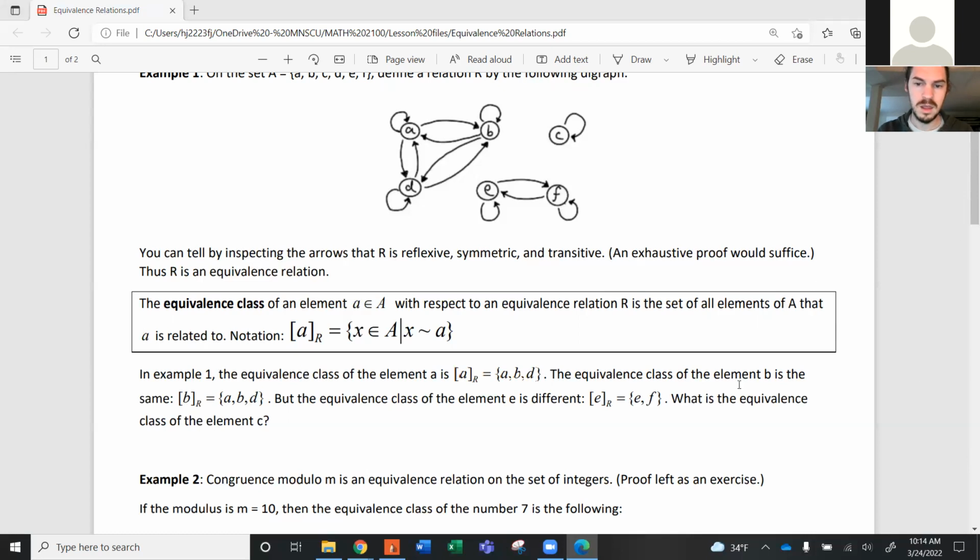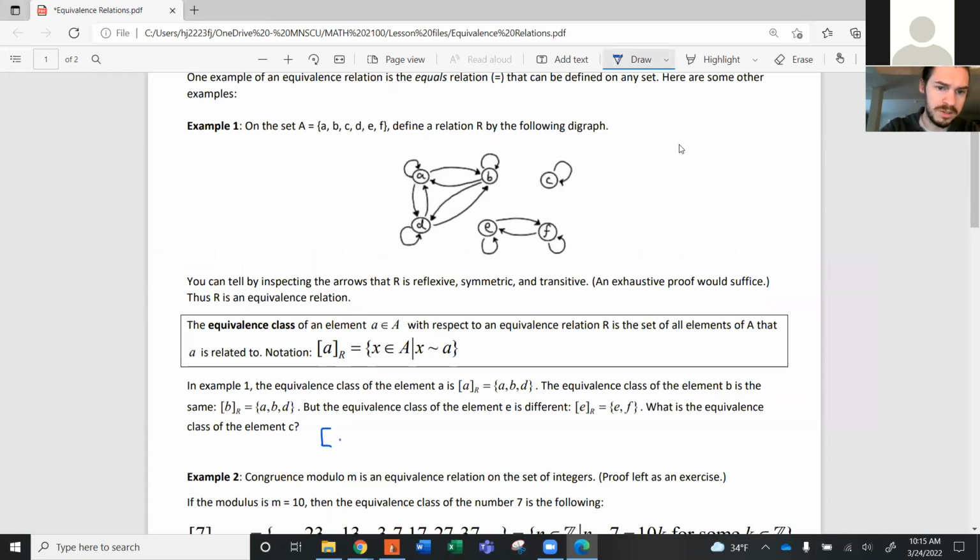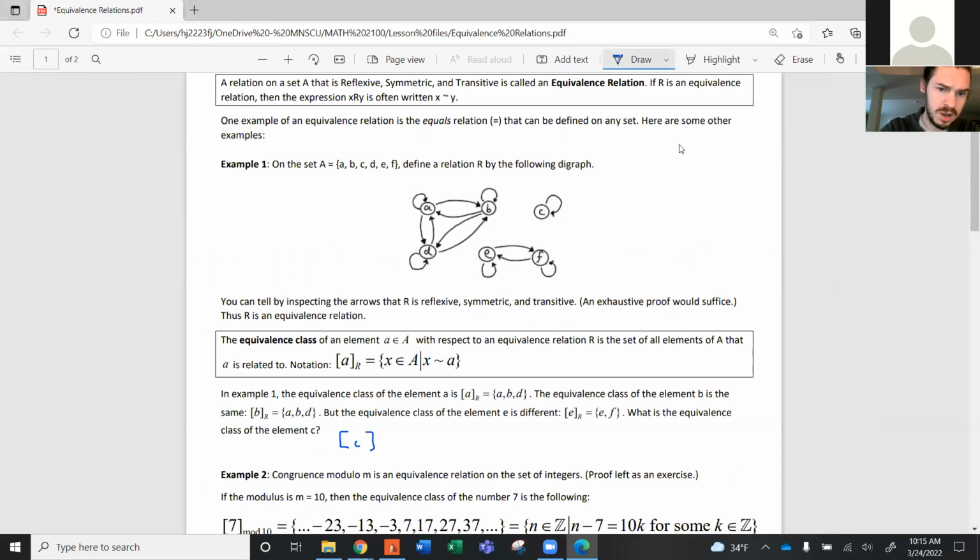Yeah. Okay, so here's a question. What's the equivalence class of the element C in this example up above? Just C. It's a set. Caleb's got it. Perfect. It's a set containing C. That's it. So we could write here, the equivalence class of C with respect to this relation R is just the set containing C because it's only related to itself and nothing else.